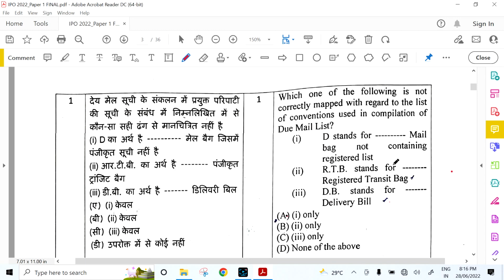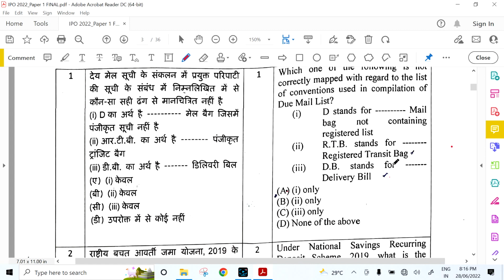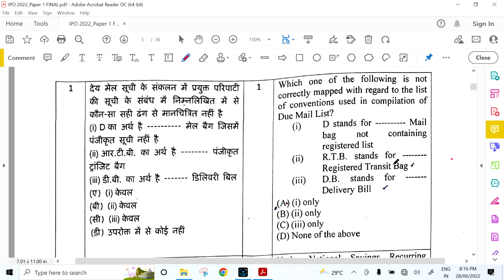Which of the following is correctly mapped with regard to the list of conventions used in compilation of due mail list? 1. D stands for mail bag not containing registered bag. 2. TB stands for registered transit bag. 3. DB stands for delivery bill. Options: 1 only, 2 only, 3 only, and none of the above. Here the answer is A, that is 1 only.